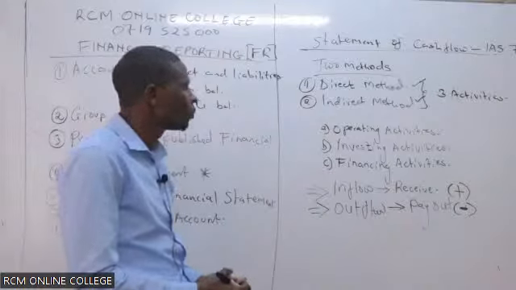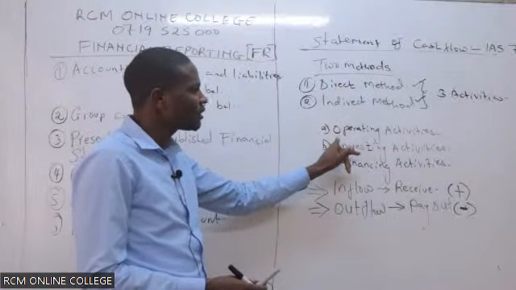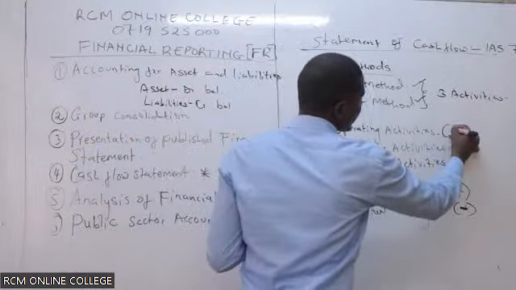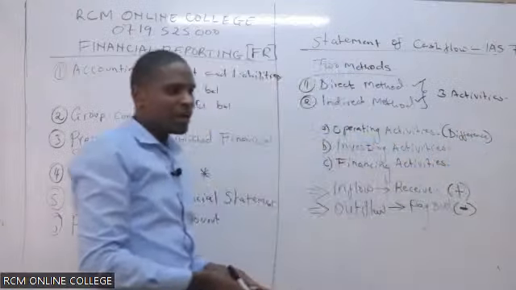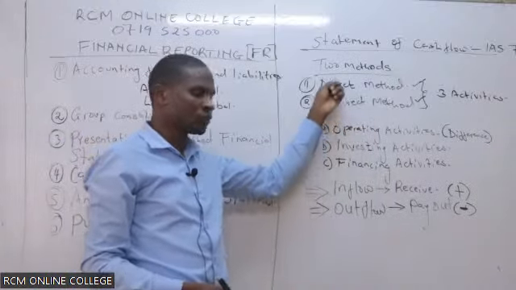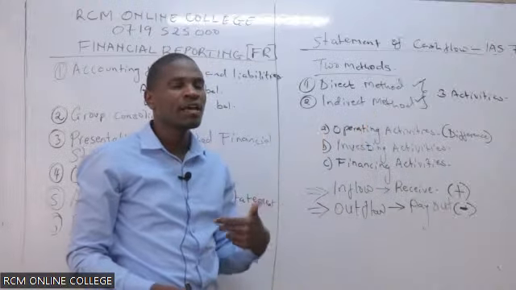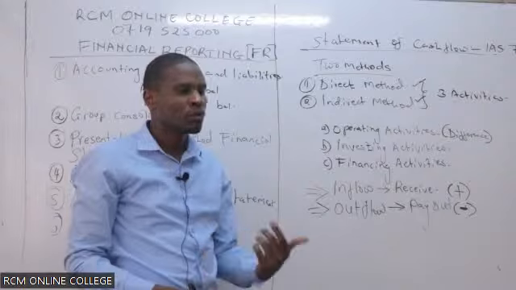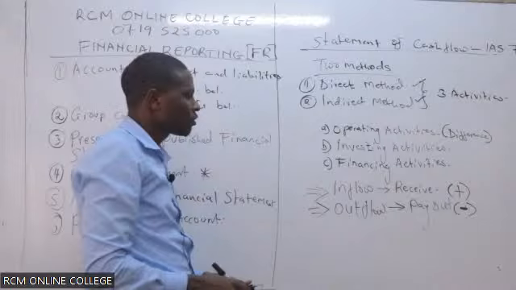When it comes to the two methods, since we are having three activities, operating activity is where the difference comes in. We only have the difference in the operating activity for the two methods. For the indirect method, we shall be adjusting the profit before tax, or else the loss before tax. So I want us first of all to look at the indirect method.